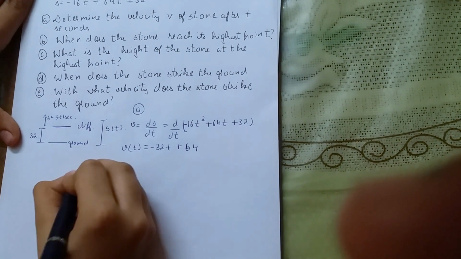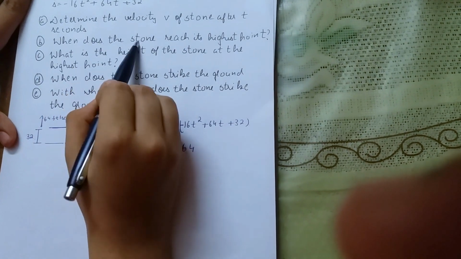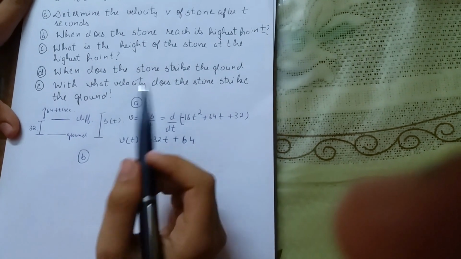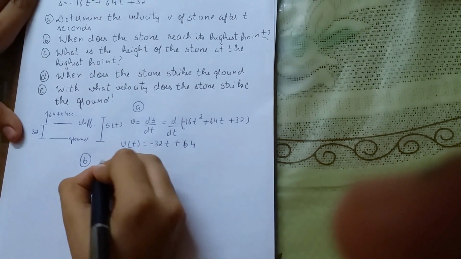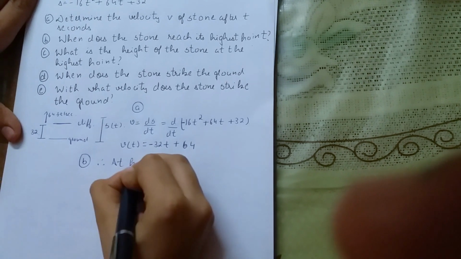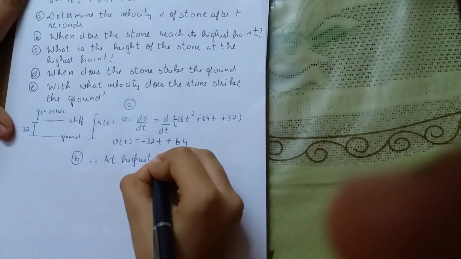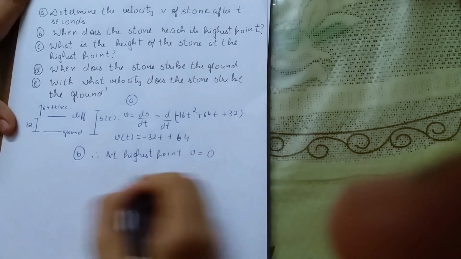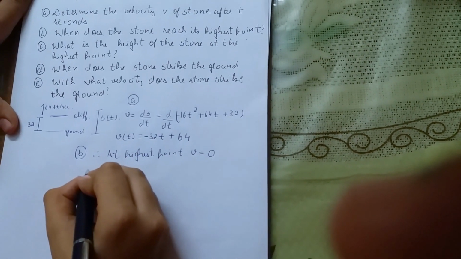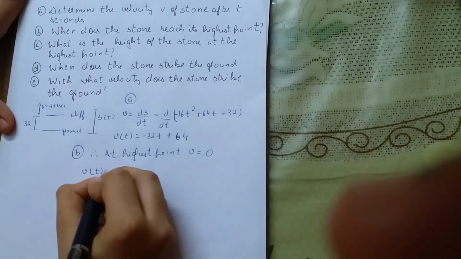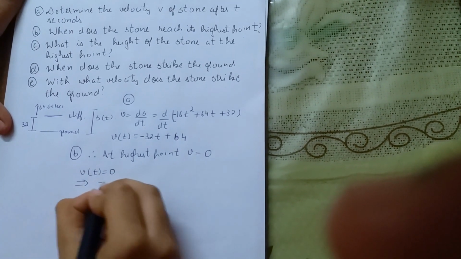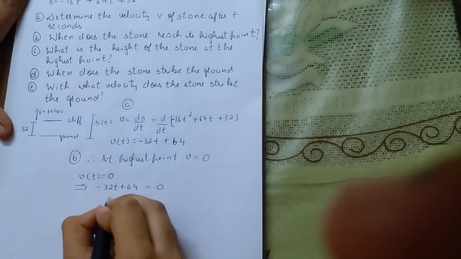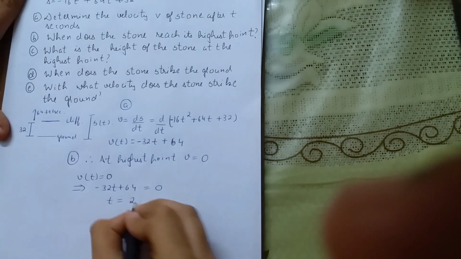Let's see what will be the part B. When does the stone reach its highest point? We know at the highest point upward force is equal to downward force. Therefore, at highest point V will be equal to 0. So, we should see V of t should be equal to 0, which implies minus 32t plus 64 should be equal to 0. T will be equal to 2.